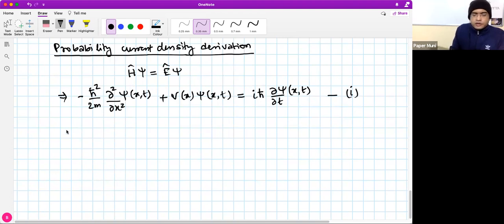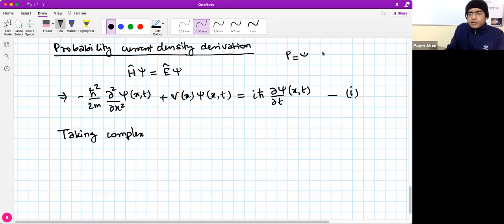Now taking the complex conjugate. Why are we taking the complex conjugate? The probability density is related to psi star psi, so we need psi star. You can write it down for reference why we are taking this step: we are getting psi star because the probability density is psi star psi, which is psi mod square. So we need psi star. So let's take the complex conjugate.